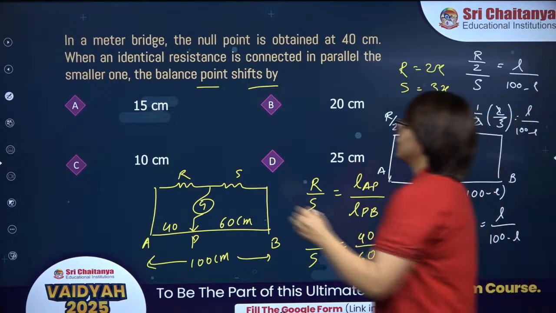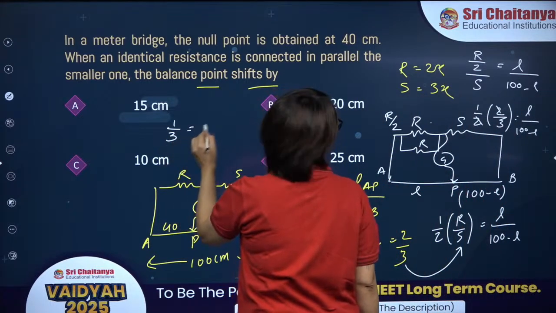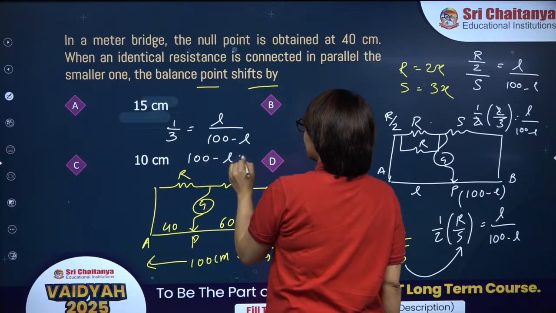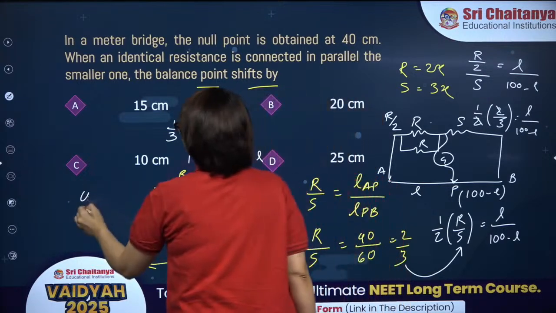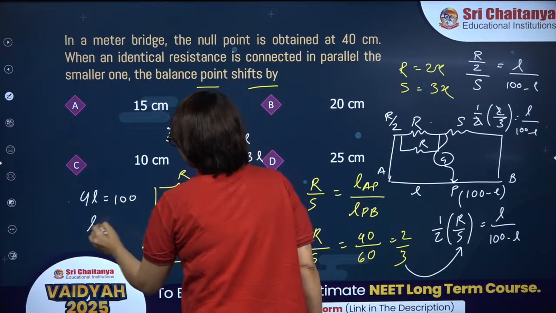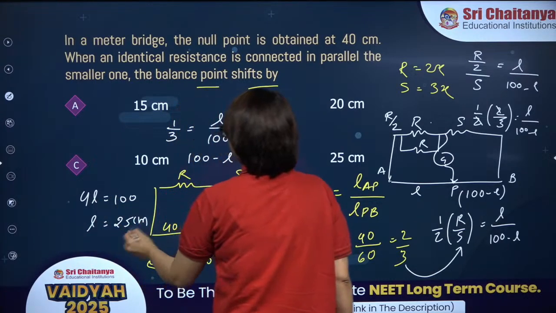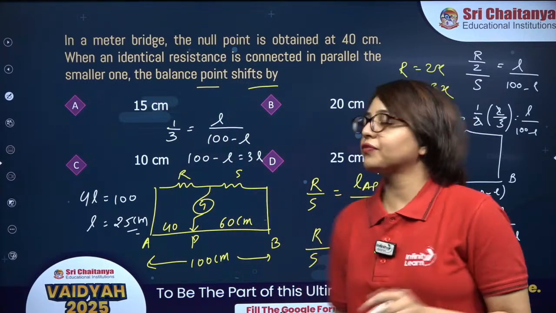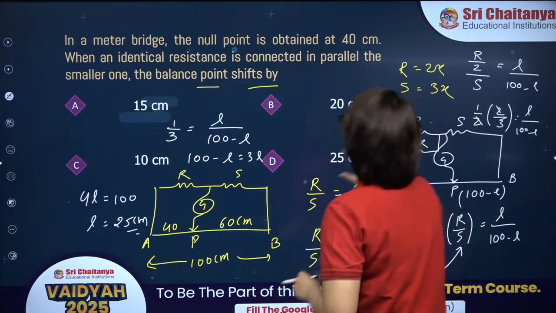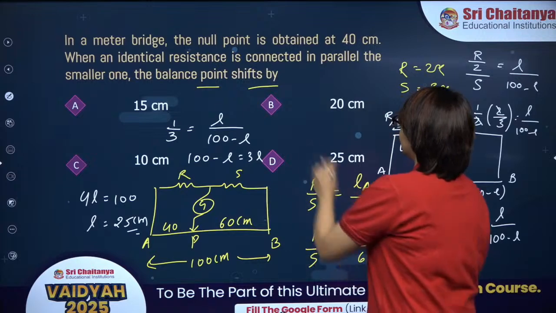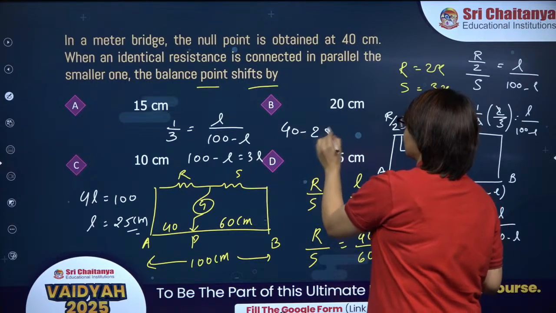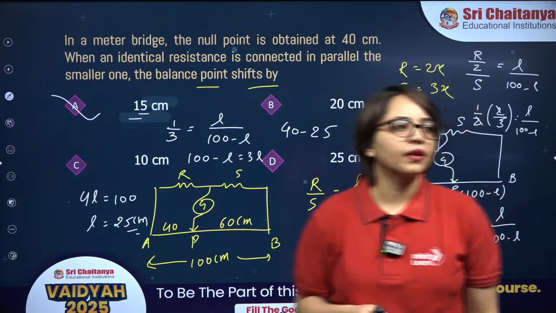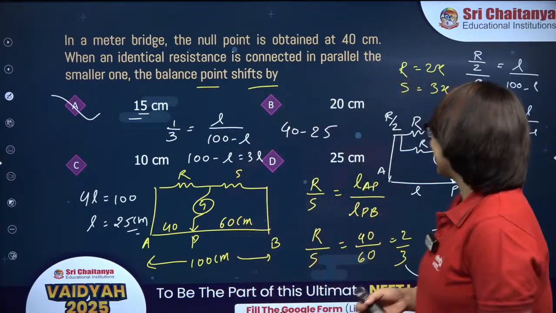So what do we have? We have 1 by 3 is equal to L upon 100 minus L. So 100 minus L is equal to 3L. So 4L is equal to 100 and L is equal to 25 centimeter. Earlier the balancing length was 40. Now we have a new balancing length of 25 centimeter. So how much is it shifting? 40 minus 25, that is 15 centimeter, which is option A. Option A is the correct answer.